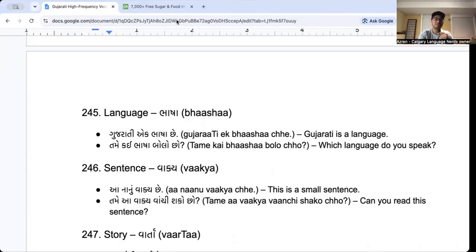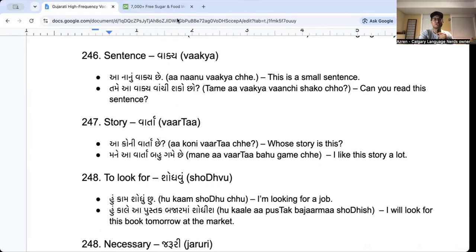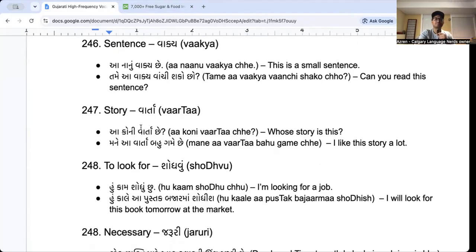Sentence, vakya. આ નાનું વાક્ય છે. This is a small sentence. તમે આ વાક્ય વાંચી શકો છો? Can you read this sentence? વાર્તા is a story. So આ કોની વાર્તા છે? Whose story is this? મને આ વાર્તા બહુ ગમે છે. I like the story a lot.